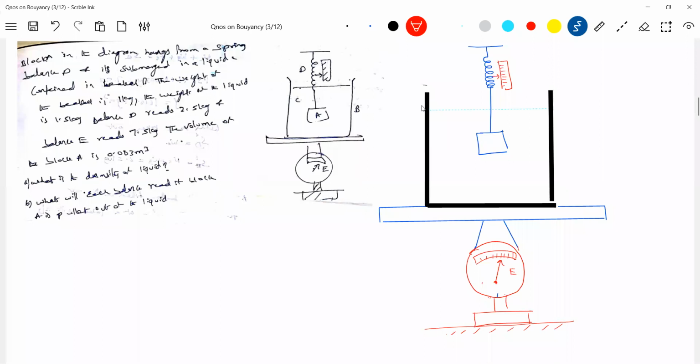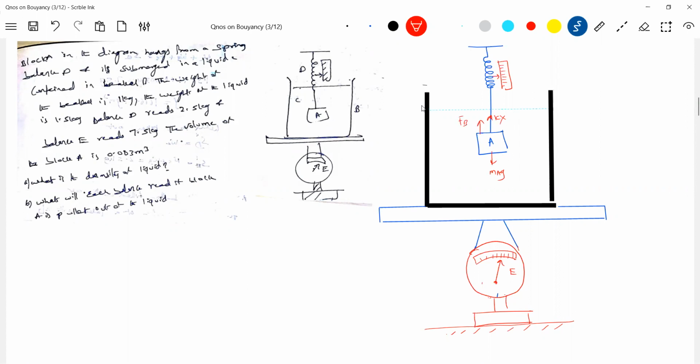I think now everyone is able to see the diagram very clearly. Let's go for the various forces that are acting. The first one is what? The spring force, Kx, the weight of the block, mAg, and the buoyant force, let's show it as FB.